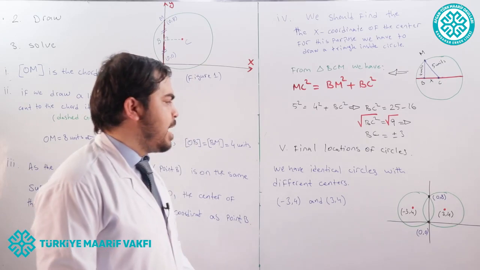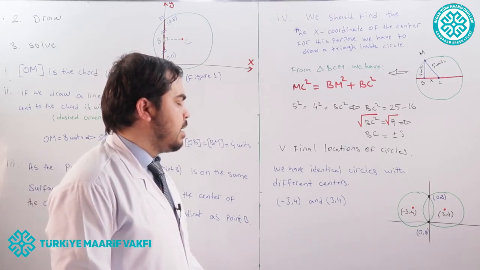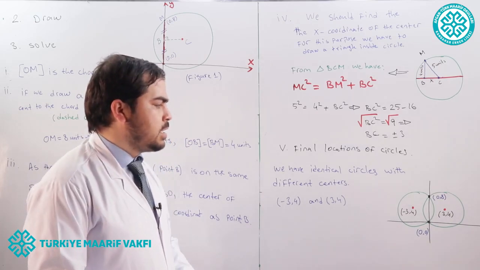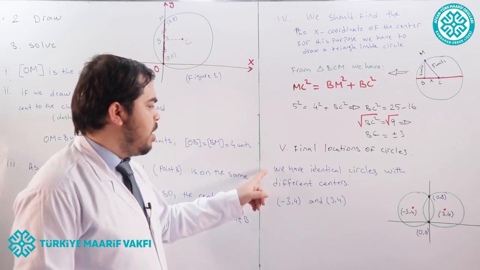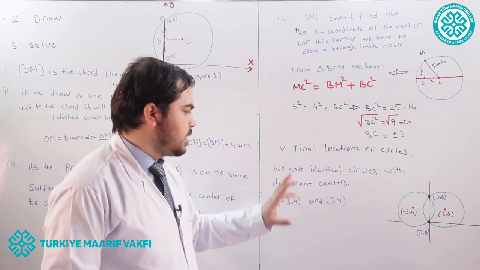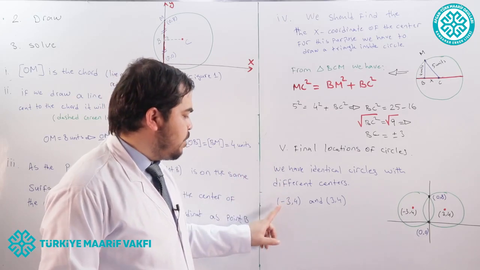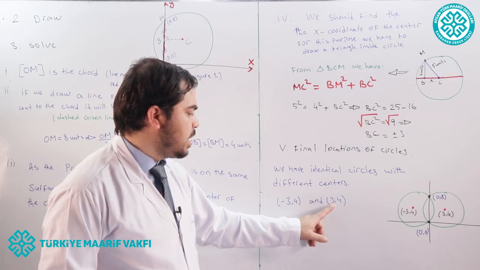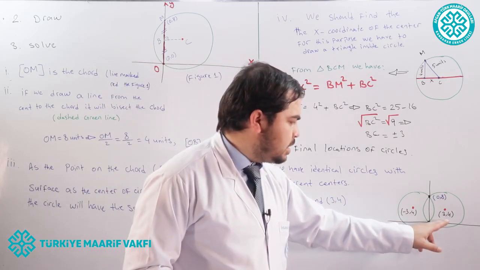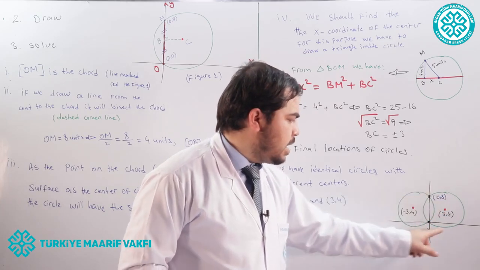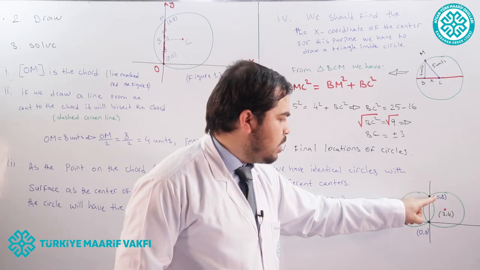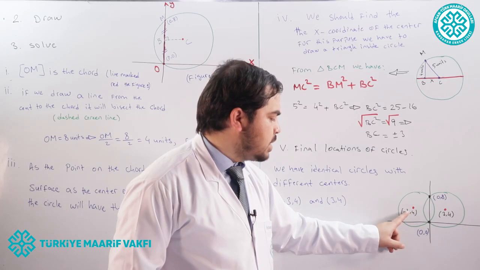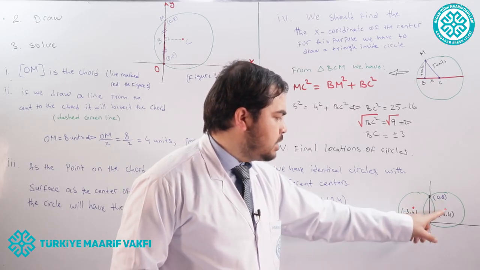Now we come to the final part of the solution, which is locating and sketching the circles. We have identical circles with different centers. We found the centers. The first center is (-3, 4) and the second center is (3, 4). We plot these points in the coordinate plane and then draw both circles. Both circles pass through (0, 8) and (0, 0), and the centers of the circles are (-3, 4) and (3, 4).